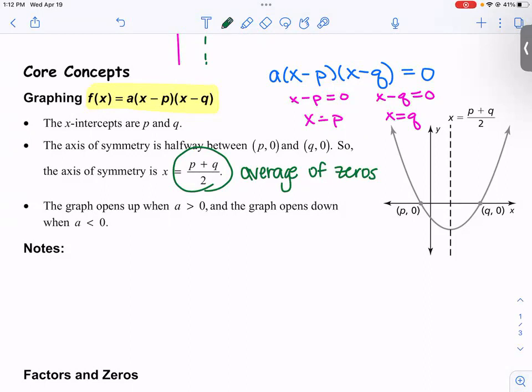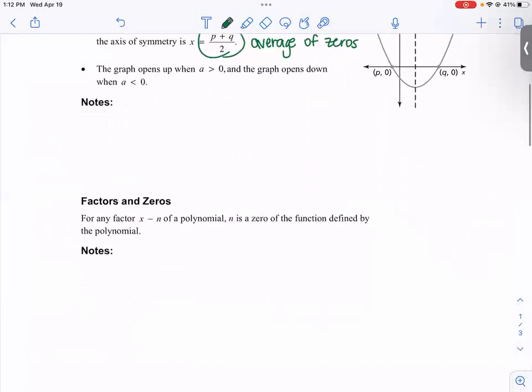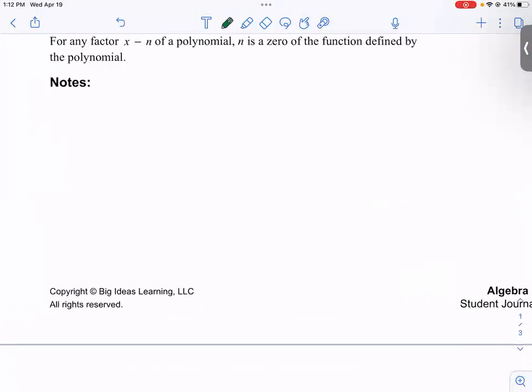Okay. So I would like you to write down this example. So here we go. f of x equals 1/2 times x minus 4 times x plus 2. What does that 1/2 tell us about our parabola?